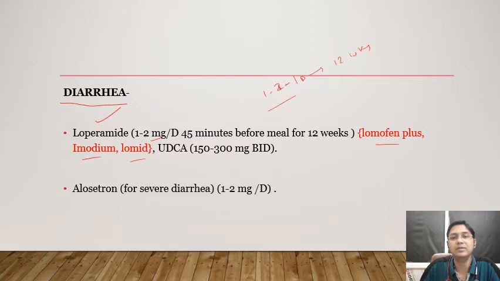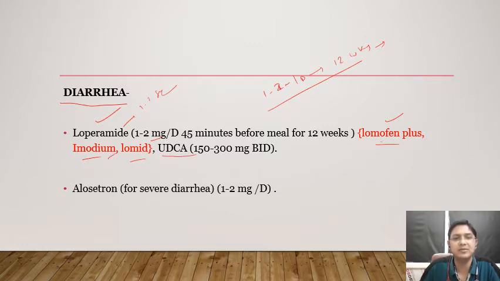Yeah, the duration of therapy is very long, as in refractory diarrhea or intermittent diarrhea we usually give loperamide on SOS basis, but in this case you have to give it for quite a longer period. In the Indian market, it is Lomofen Plus or Imodium, very easily available everywhere.